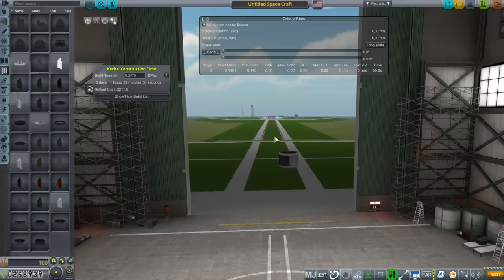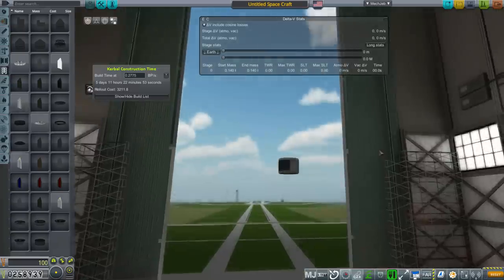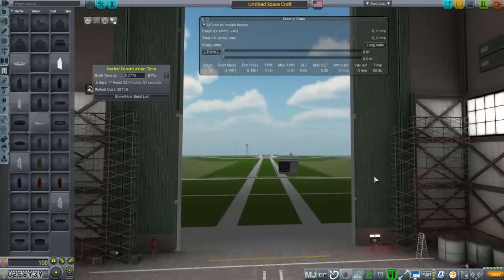And you can see the issue with this Able core here. Rollout cost 3,211.8, which tells you something, right? It tells you that they bundled up a whole lot of other costs other than the actual cost of rolling this out.